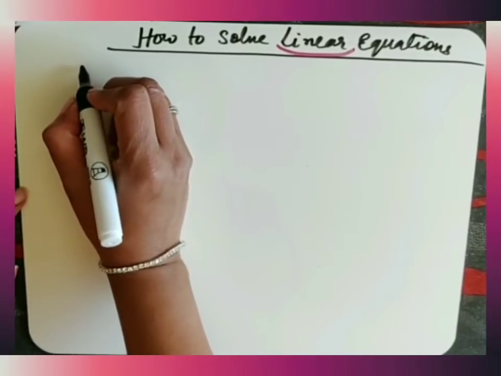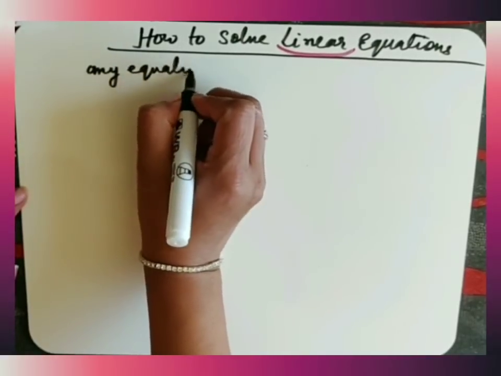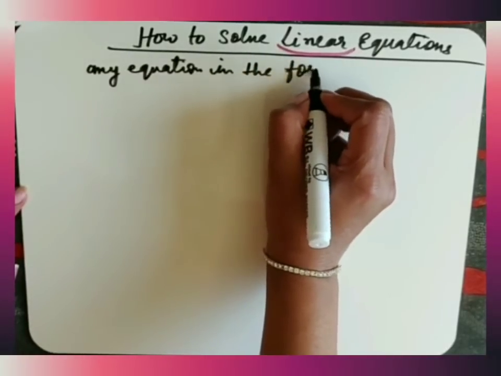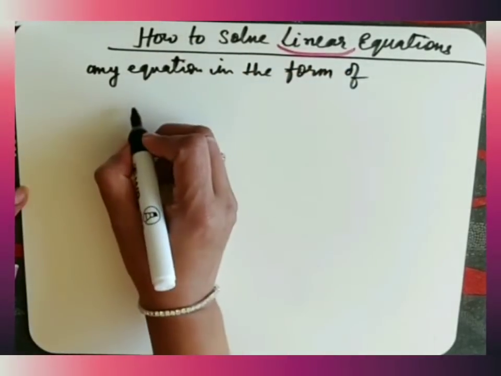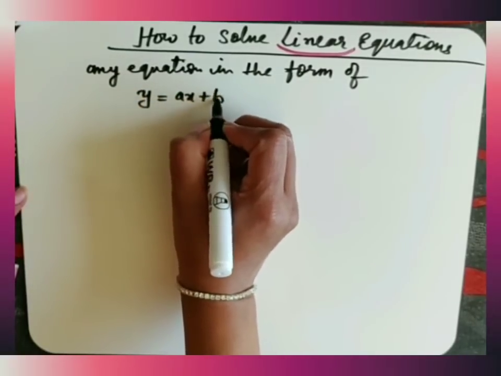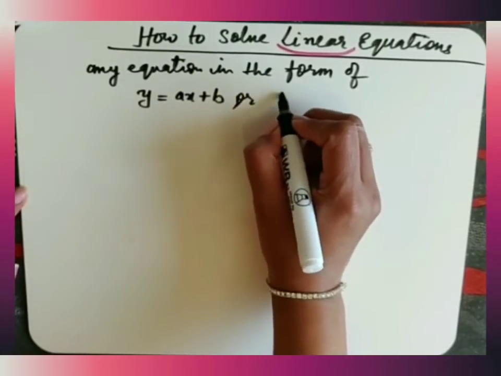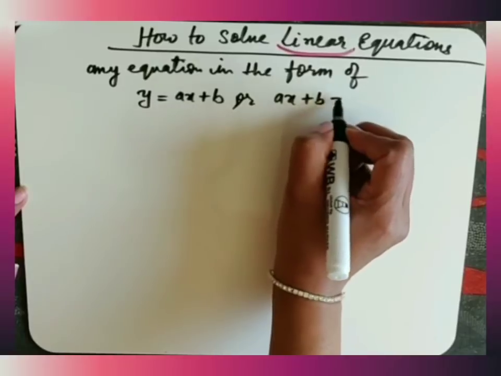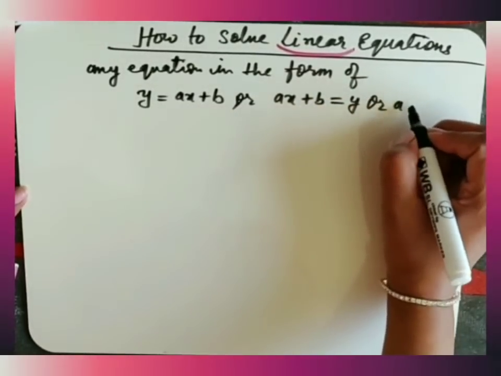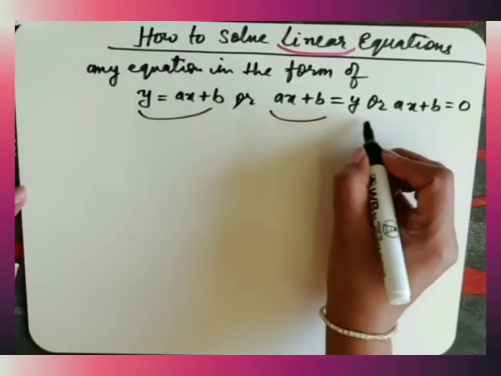Any equation in the form of y equal to ax plus b, or ax plus b equal to y, or you can say ax plus b equal to 0, these are all linear equations.